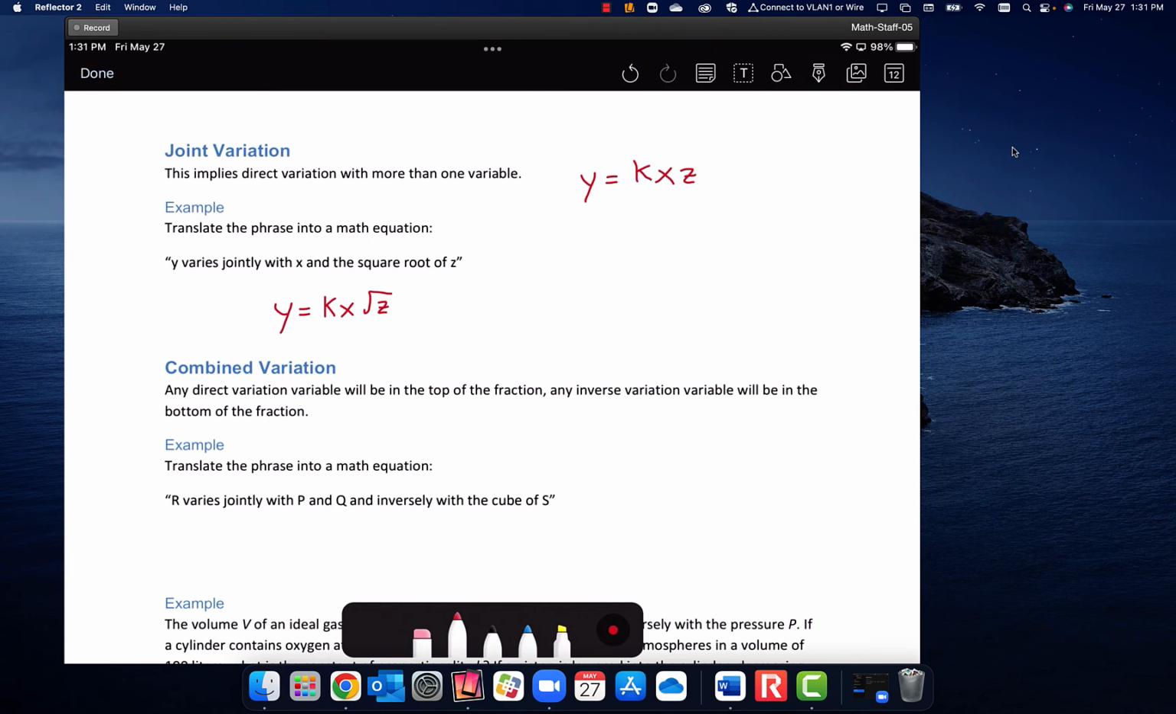Combined variation is just a combination of direct and inverse. For example, translate the phrase into a math equation. R varies jointly with P and Q and inversely with the cube of S. R varies jointly with P and Q. Remember, joint is just direct put together, PQ, and inversely with the cube of S. So we have S cubed.